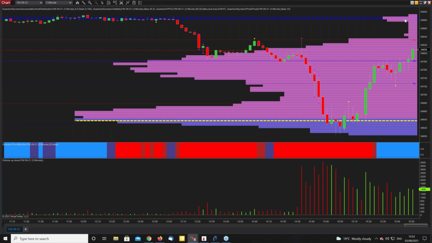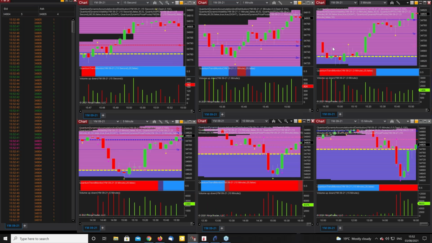And then, of course, as we get up to this level, we've got this hugely significant region here, which is going to come into play at some point if we get that far. So let's see what's going on on the 15 seconds.